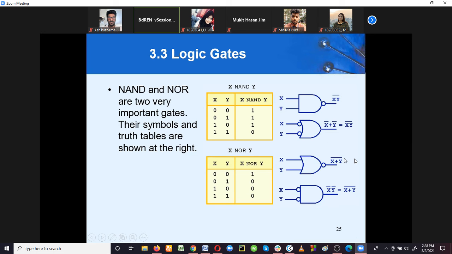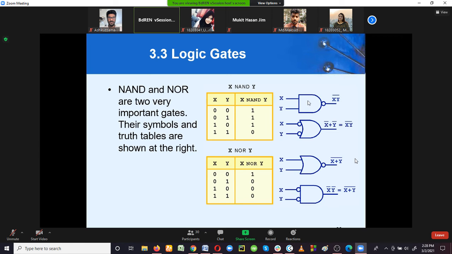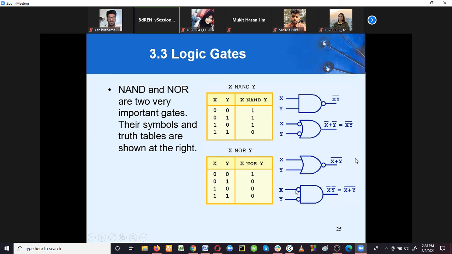Then the equivalent logic circuit is the opposite. Here we have used an AND gate, and the opposite is a NOT OR gate. Here an OR gate, then a NOT AND gate. So x bar y bar is equal to (x plus y) whole bar. You have to remember these things, the alternative equivalent circuits. Okay, clear everyone?